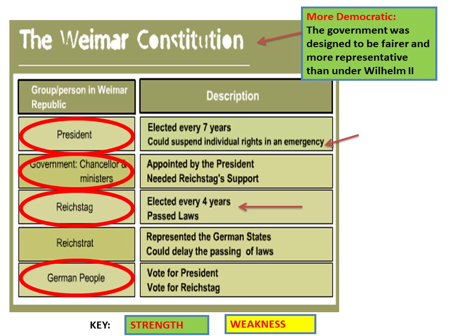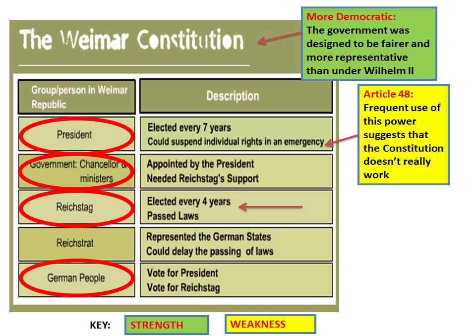Essentially, the Weimar Constitution was supposed to be a people's government. The idea was they chose the highest part, the president, and they chose the Reichstag, the people who passed the laws. So in theory, it was supposed to be much fairer and more representative.